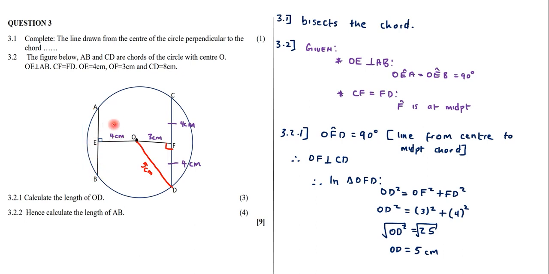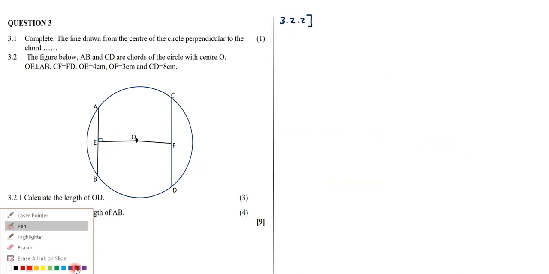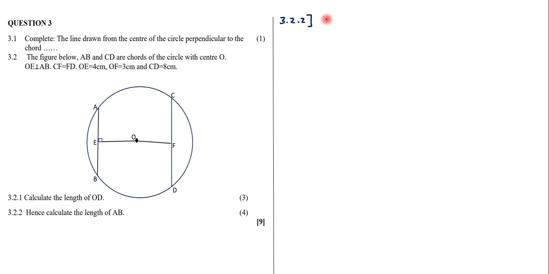Now because we had that line OE being perpendicular to AB, we can see that that line was also bisecting EA and EB, right? So the first thing that we're going to do here is say, number one, AE is equal to EB, right? And the reason for that will be the line from center perpendicular to chord, right?